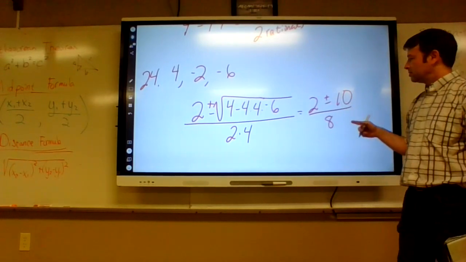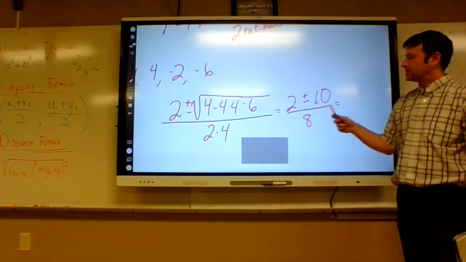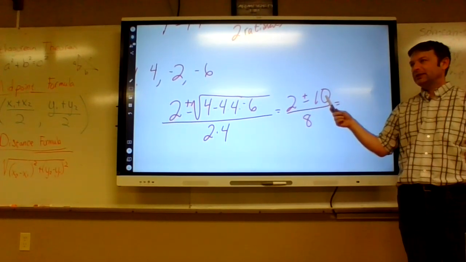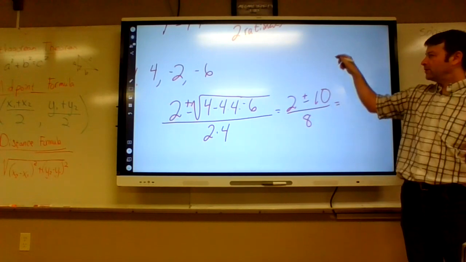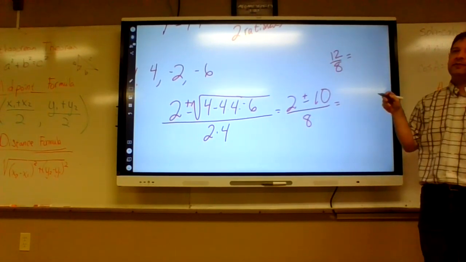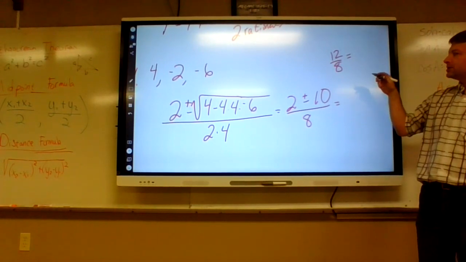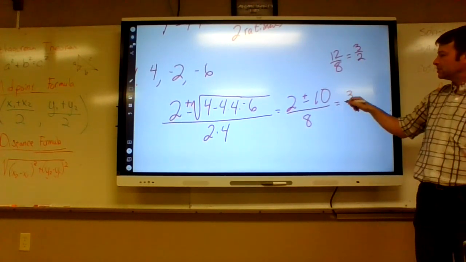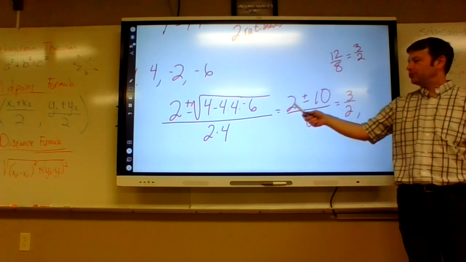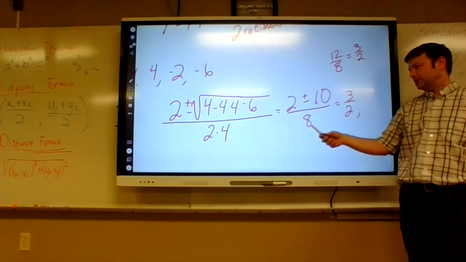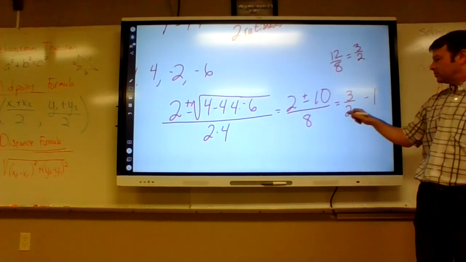Over 8. Okay, so since this is normal numbers, we can actually do this. What's 2 plus 10? 2 plus 10 is 12 over 8 reduces to 3 over 2. Yeah. What's 2 minus 10? Negative 8 over 8, which is negative 1 over 1. Negative 1.